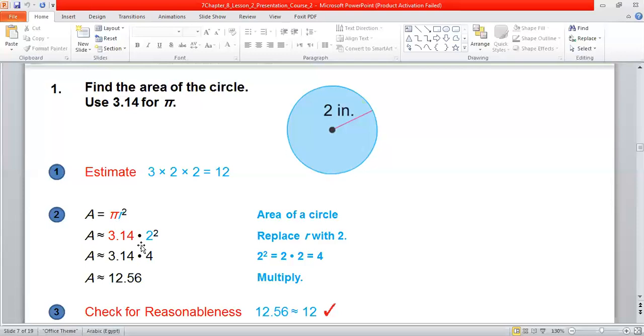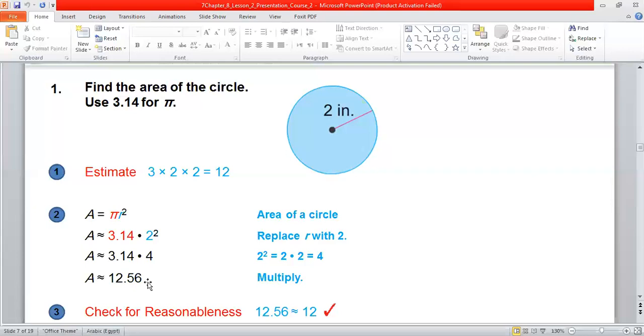2 squared, Muhammad, equals what? It equals 4. So if you make squared for 2, it means you will multiply 2 by 2. If you have 3, you will make 3 by 3. So 2 by 2 here equals 4. We will multiply 3.14, my friend, by 4. If you multiply 3.14 by 4, it equals 12.56. So the result here is approximately 12.56.